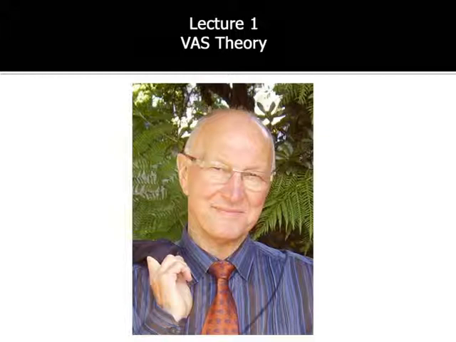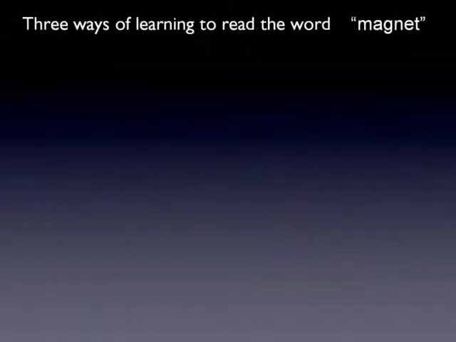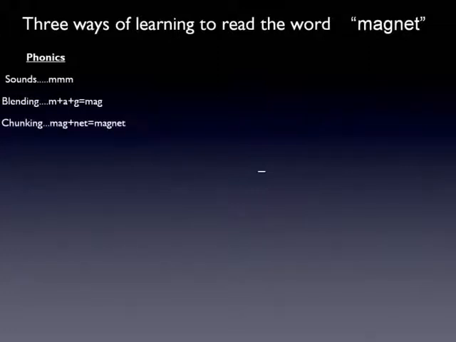The first lecture is on VAS theory. There are three ways of learning to read a word, and I'll take the word magnet as an example. The first way is phonics. Phonics requires you to know the sounds, so you know the m sound. You know how to blend sounds together: m and a and g make mag. And you know how to chunk syllables together: mag and net make magnet.